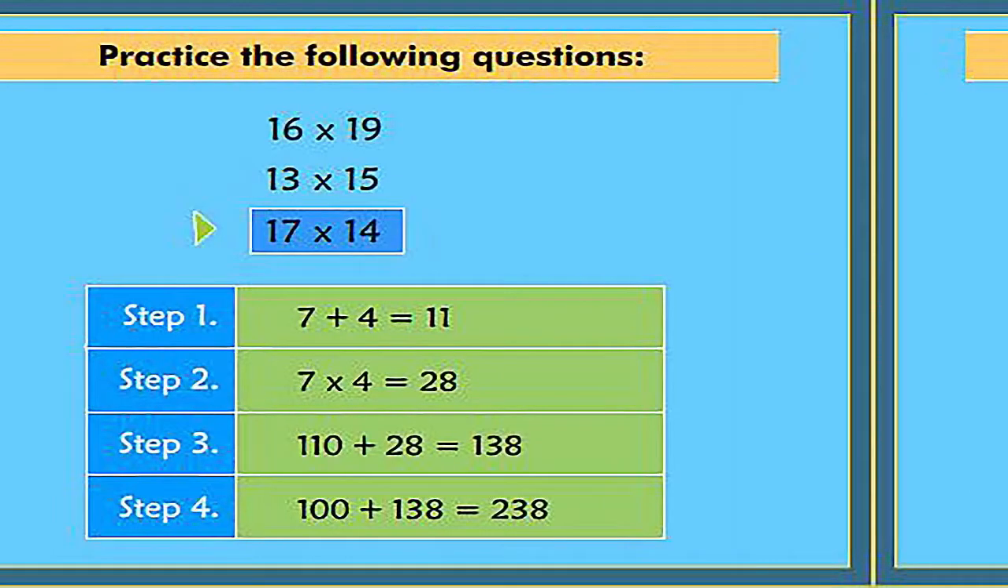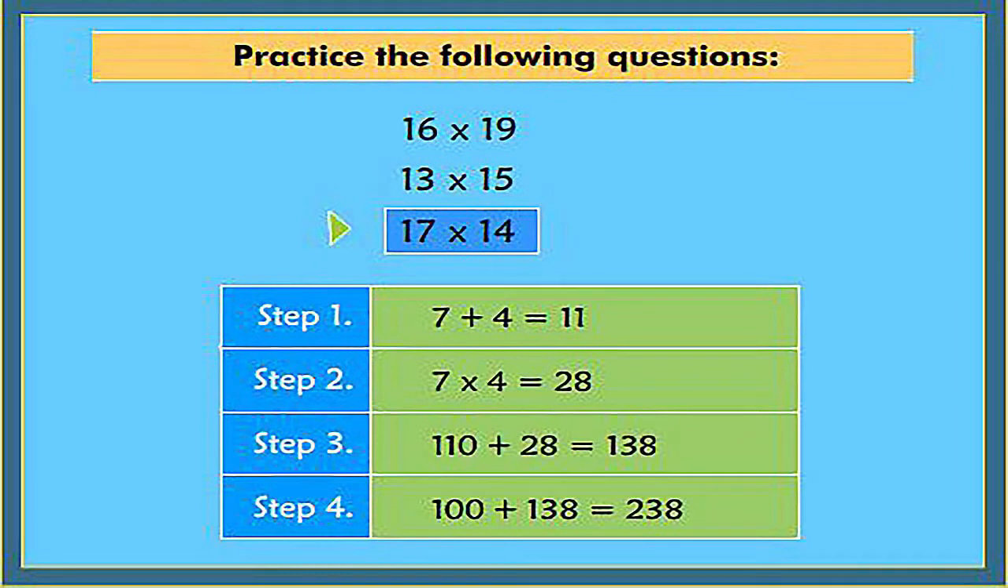Now I'd like you to master this method by this last example. Add 7 to 4 and get 11. Multiply 7 and 4 and get 28. Add 110 and 28 and get 138. Add 100 at the end, you get 238.